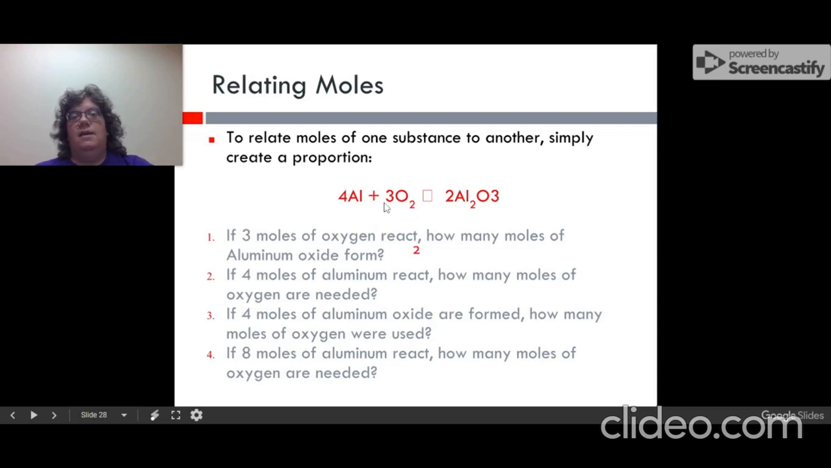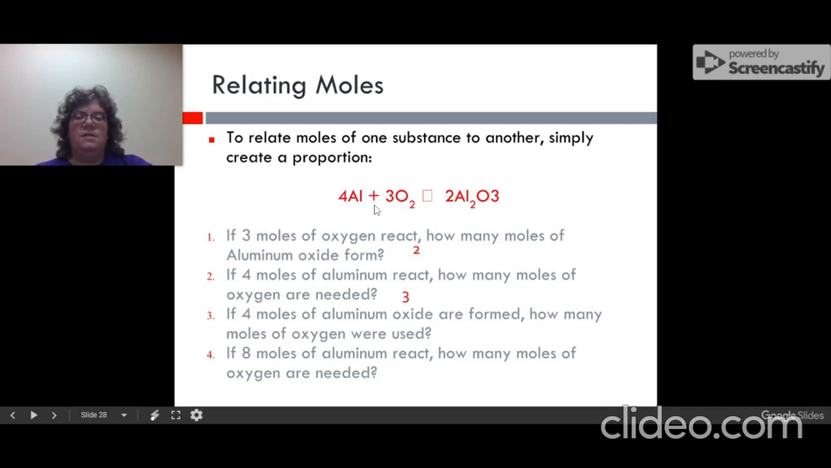Just like if we had 10 cups of cheese, we would get 10 pizzas. 10 cups of cheese, 10 pizzas. 3 moles of oxygen, 2 moles of aluminum oxide. Now the next question asks, if we have 4 moles of aluminum, how many moles of oxygen will we need? And the answer to that is 3. 4 moles of aluminum, 3 moles of oxygen. That's the ratio, that's the proportion. Just like 5 ounces of sauce, 1 cup of cheese. That was the ratio.